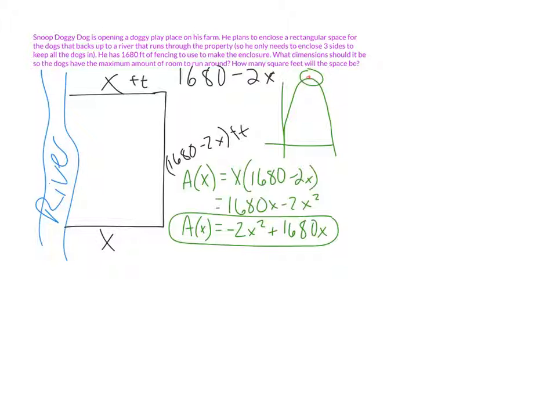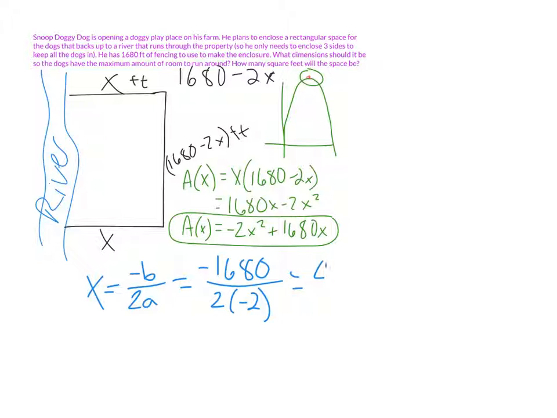Okay, so let's do that. I'm going to use x equals negative b over 2a to get my x coordinate. So that is negative 1680 over 2 times negative 2. You'll see a lot of similarities with these types of area problems because the way they work out is basically the same thing each time. Okay, so I end up with x equaling 420 feet, right? So 420 feet for that dimension.